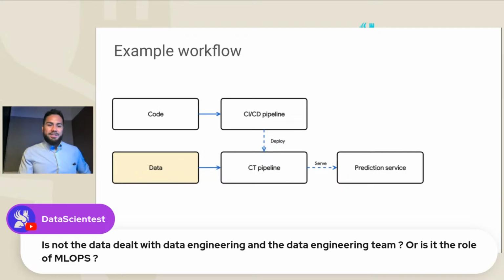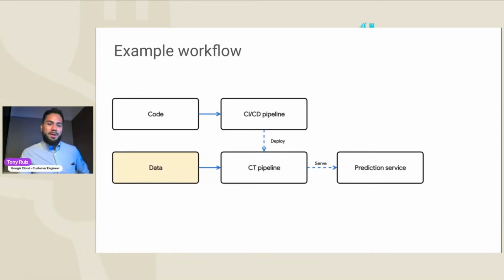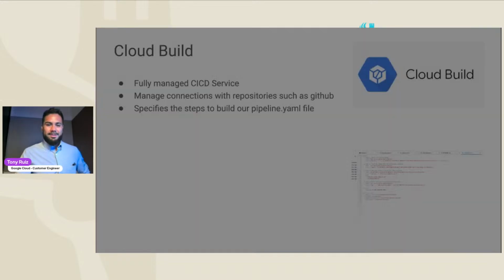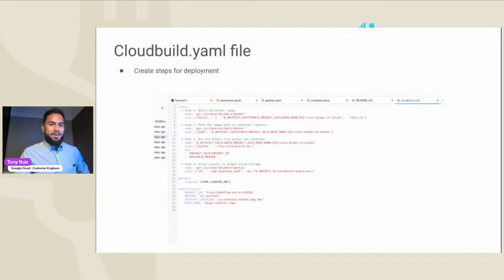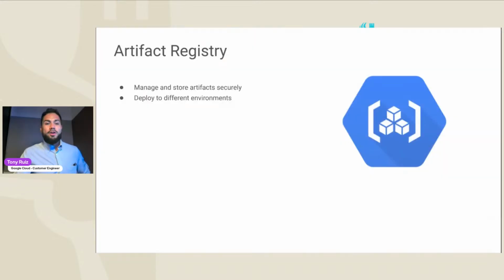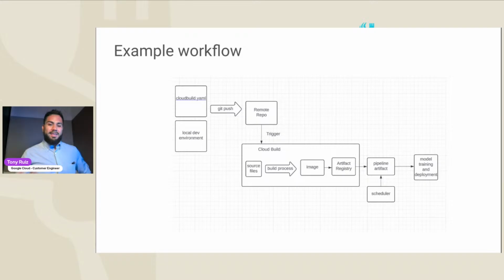So at this top section, once again, you have code, you have CI/CD. If you were a software engineer, this is all you would be caring about. At the very bottom, you have data, you have your continuous training pipeline, you have a prediction service. This is Cloud Build. As I specified, it's a fully managed CI/CD service. Cloudbuild.yaml specifies the steps for deployment. Artifact Registry is where we store our artifacts. And this is the example workflow that we're going to be going through.